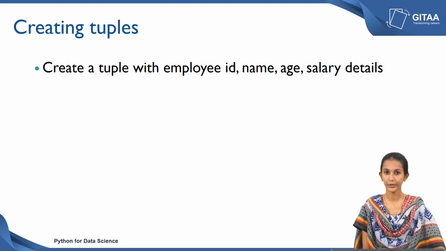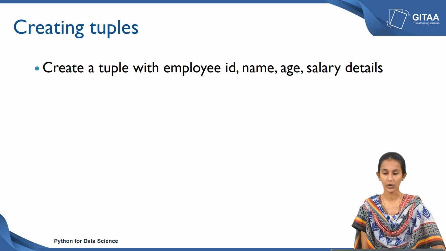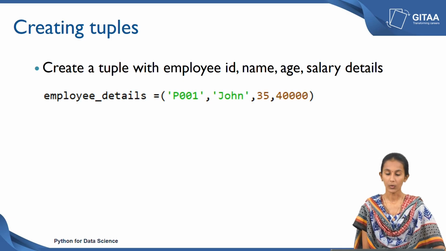I want to create a tuple with employee ID, employee name, age and salary details. So, this basically forms our employee details. The tuple has to be created using parentheses with values separated by commas. So, I will create a tuple employee_details which contains ID P001, which is a string, John as the employee name, 35 as a numeric data type which corresponds to age, and 40,000 which corresponds to the salary details.